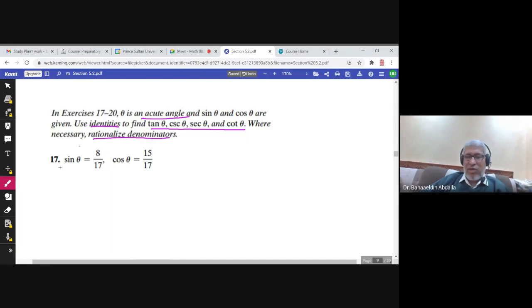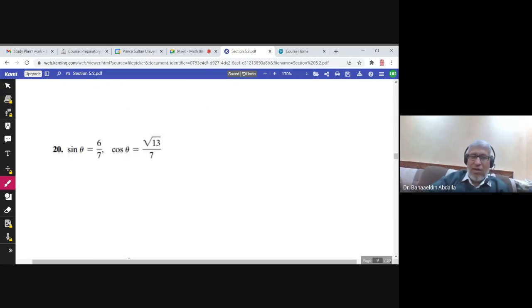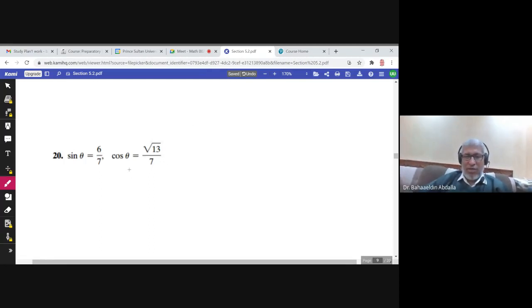We solved an example. You can do number 17. Number 20, let me do number 20 with you. So we did 2 questions about the same idea. This is sine, so I can find cosecant. Cosecant theta would be 7 over 6. This is cosine, so I can find secant. Secant theta is 7 over square root of 13. I need to rationalize the denominator, so the answer would be 7 square root of 13 over 13.